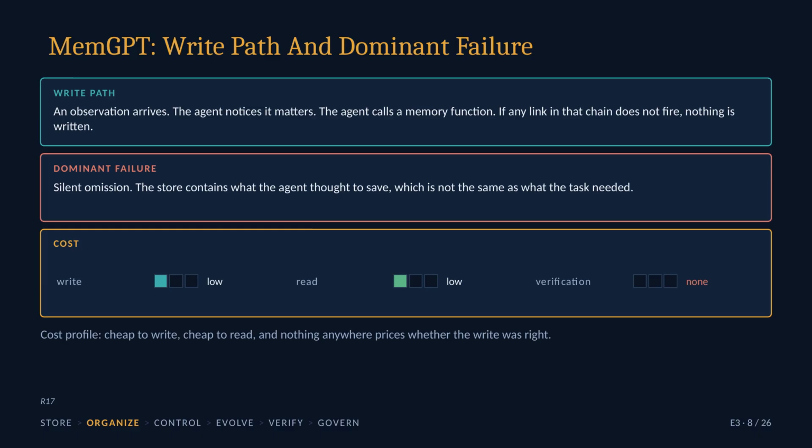The store ends up holding what the agent thought to save, which is not the same set as what the task later needed. On the cost panel, this design is cheap to write and cheap to read, and there is nothing anywhere in it that prices whether a write was the right write. Remember that empty third column. It is the column that decides whether any of this is trustworthy.